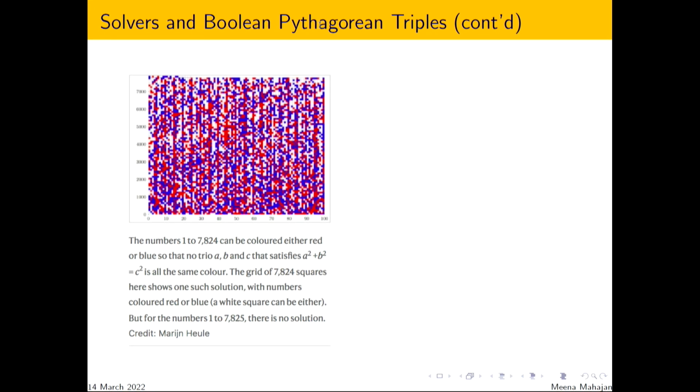This is a very nice picture from there which tells you the colors. Some numbers have to be assigned these colors. They use red and blue, not red and green. And the whites there are the numbers for which it doesn't matter what color you use. They don't kill any triple in any way.